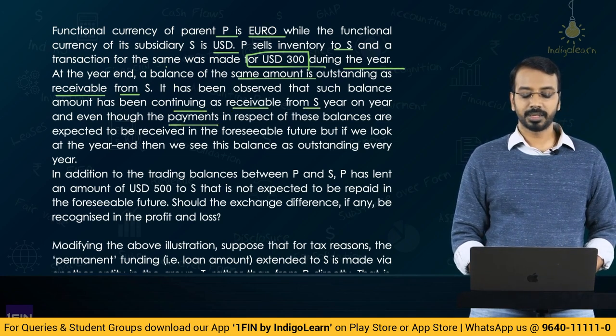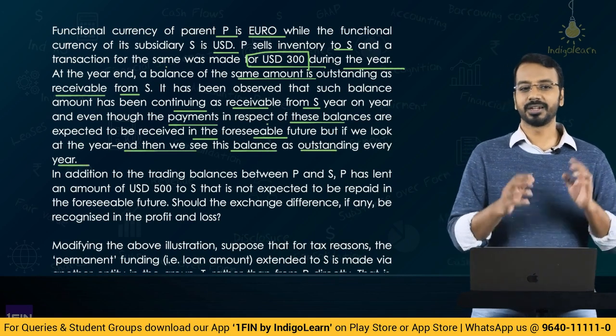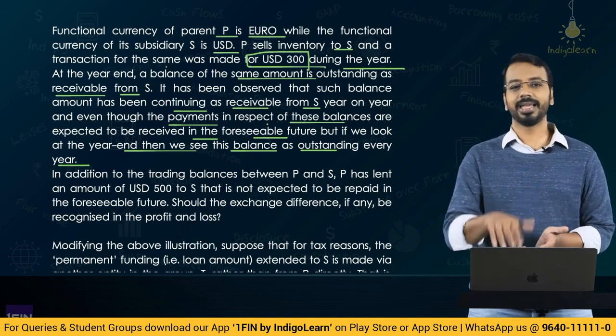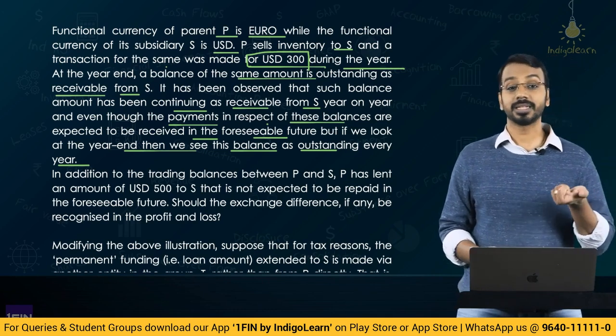It has been observed that such balance amount has been continuing as receivable from S year on year, even though the payment in respect of these balances is expected to be received in the foreseeable future. But if you look at the year end, we see this balance as outstanding every year. So basically what happens is, let's say billing of 300 is done. This amount is outstanding at the year end. Next year, this amount is paid, again a billing is done. Similarly, it keeps on continuing. So the closing balance is always 300.